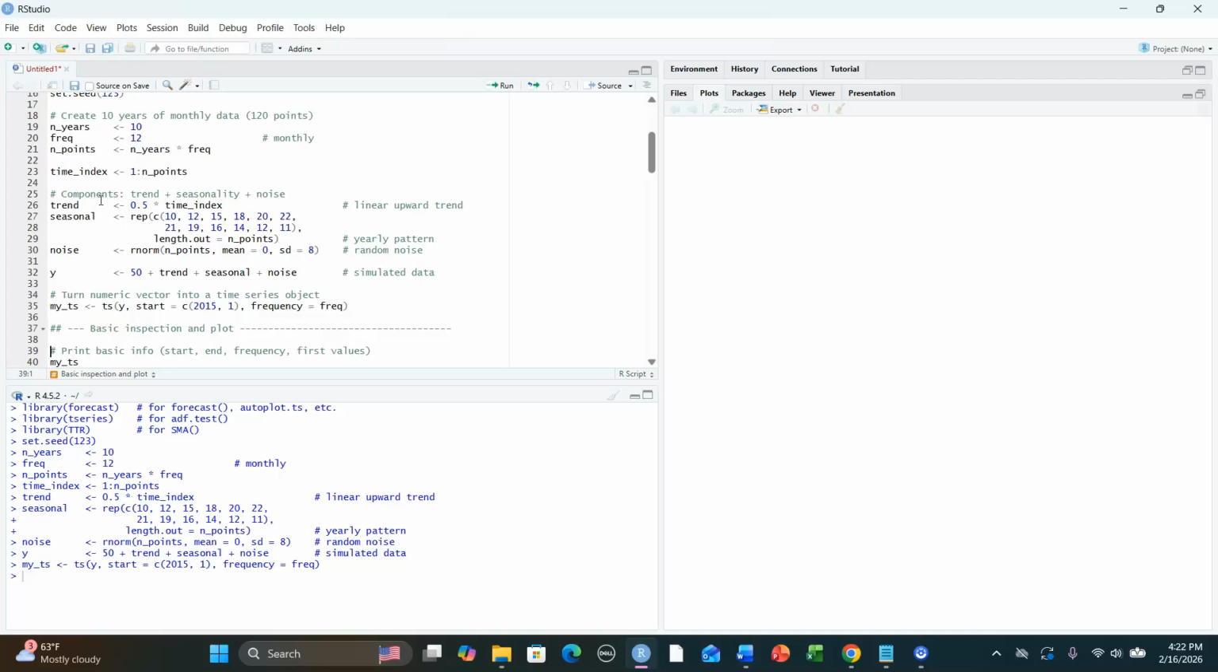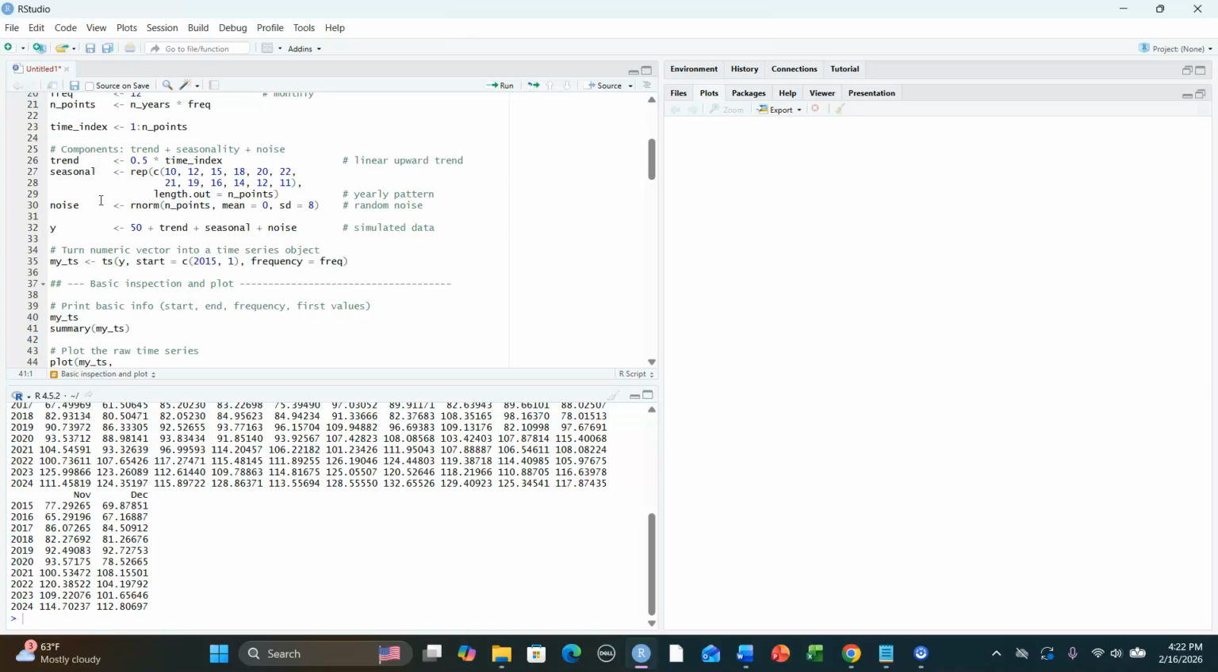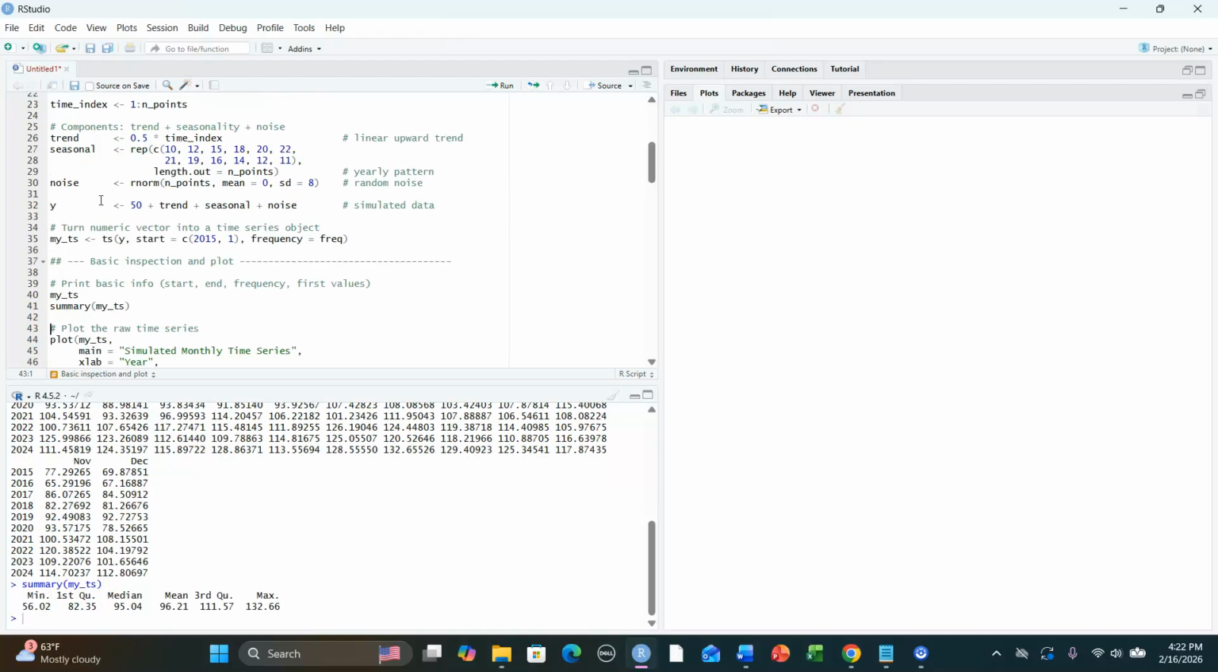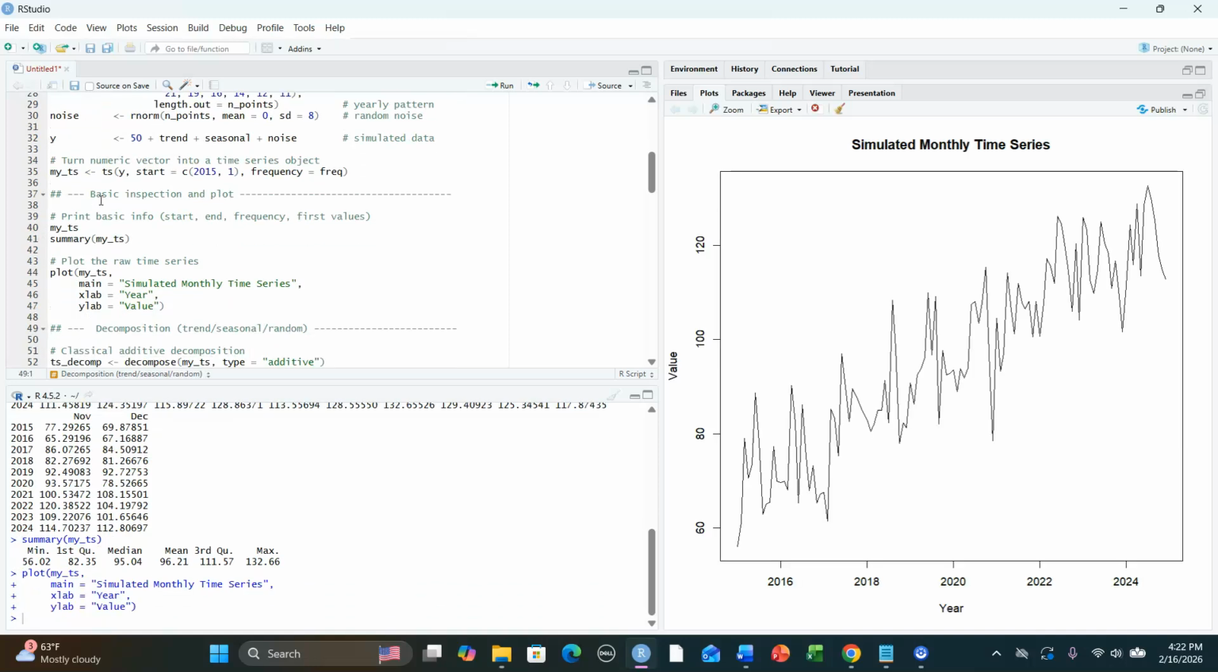First, let's do basic inspection and plot. We can simply plot out all the values of the time series, and we can do summary to get the basic statistics of the values. And then, of course, we plot the time series, just using plot of my ts, with a title, and xlab and ylab labels. It looks like that on the right.